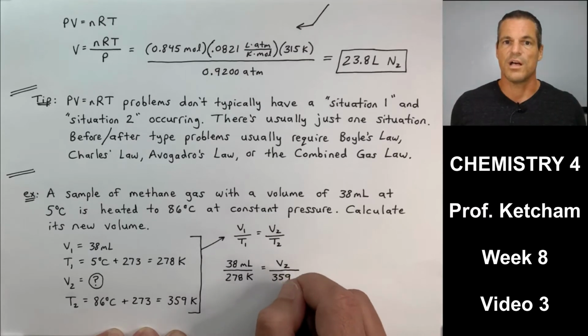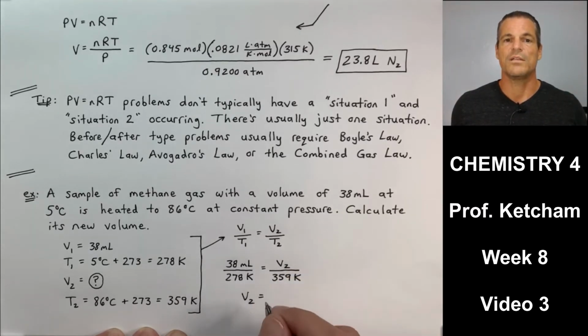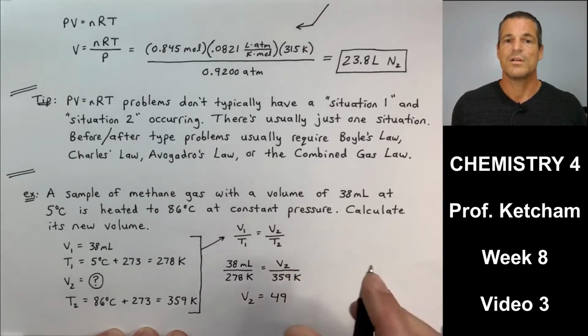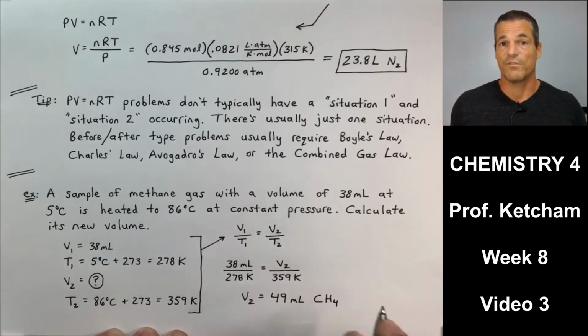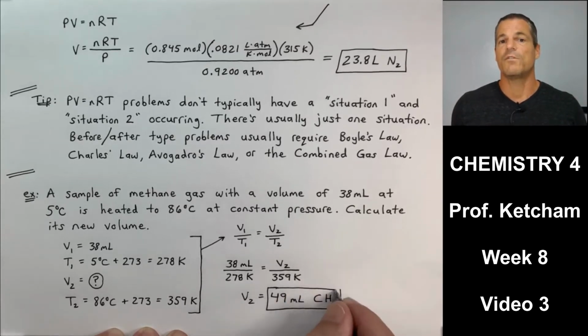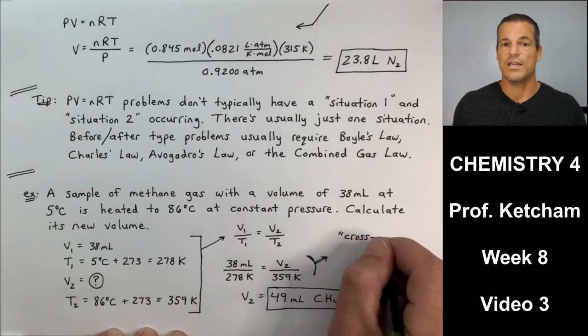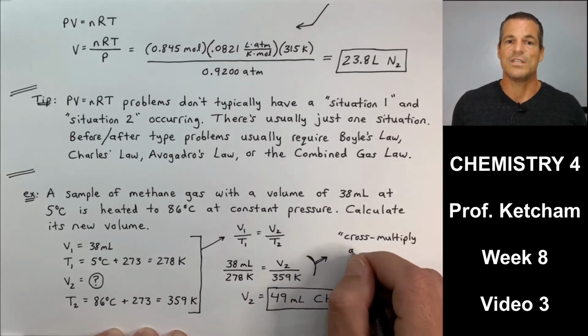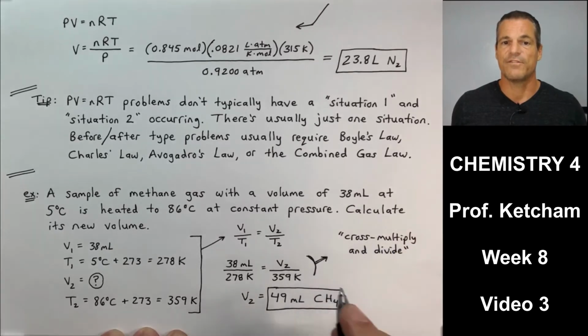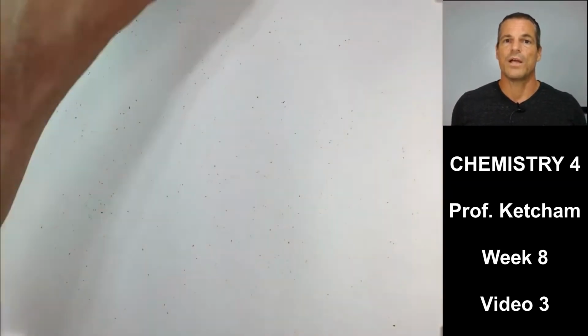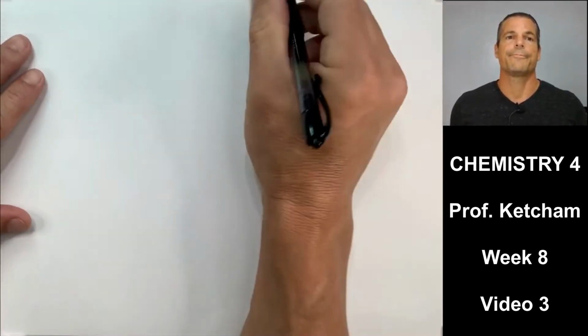This is Charles' law. V1 over T1 equals V2 over T2. I plug everybody in except for V2. And the way you solve for V2 is you cross multiply 38 and 359, and then you divide by 278. Cross multiply and divide, you get a V2 equal to that volume right there of CH4.